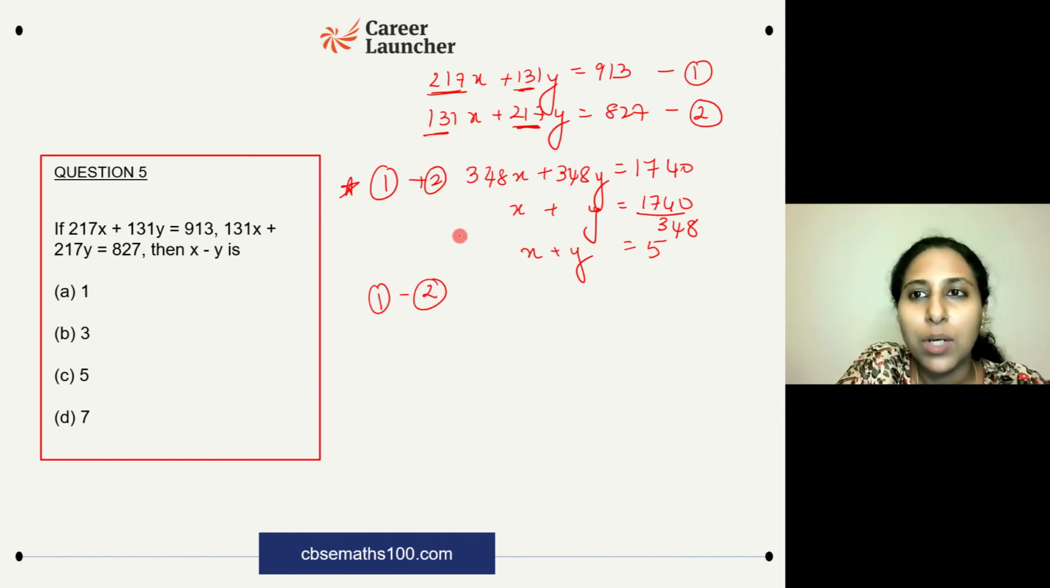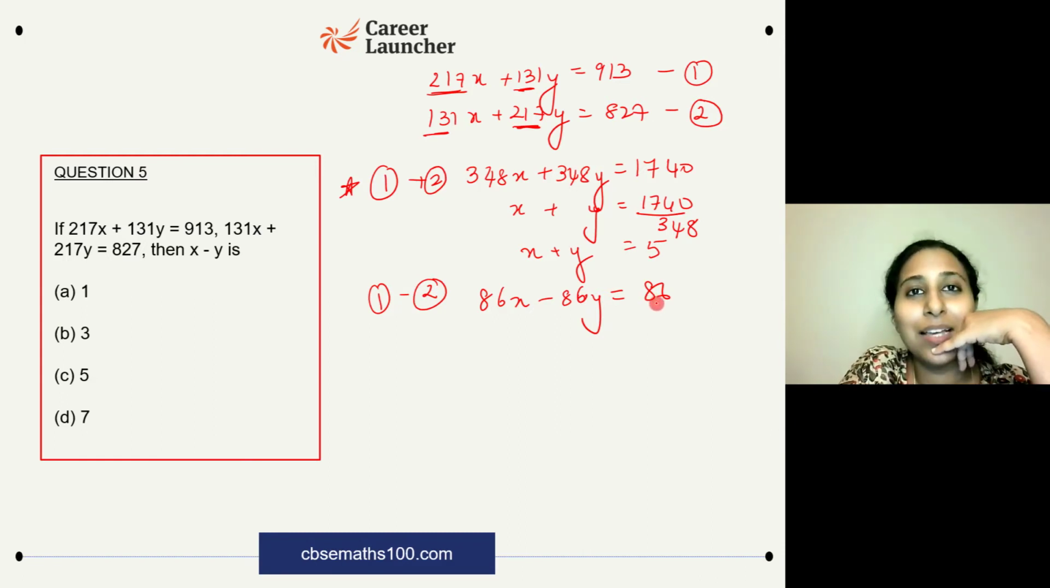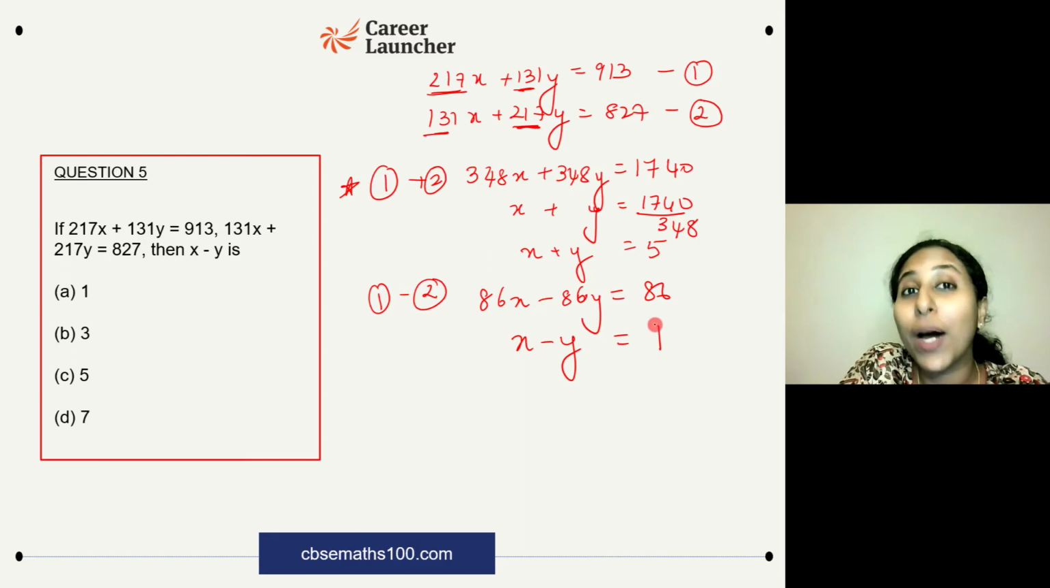Let's do 1 minus 2 now. When you're solving 1 minus 2, 217x minus 131x would become 86x. 131y minus 217y would become minus 86y. And 913 minus 827 would be 86 again. So we're getting 86x minus 86y is equal to 86. What can we do next? We can divide throughout by 86. So we are going to get x minus y is equal to 1.